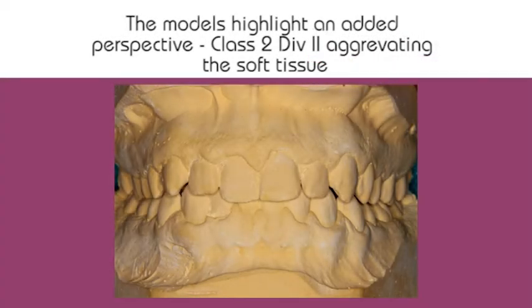The gross accumulation of plaque and calculus on all the teeth is clearly visible, with an extensive accumulation on the lower central incisors, causing an alteration of the gingival anatomy and inflammation.